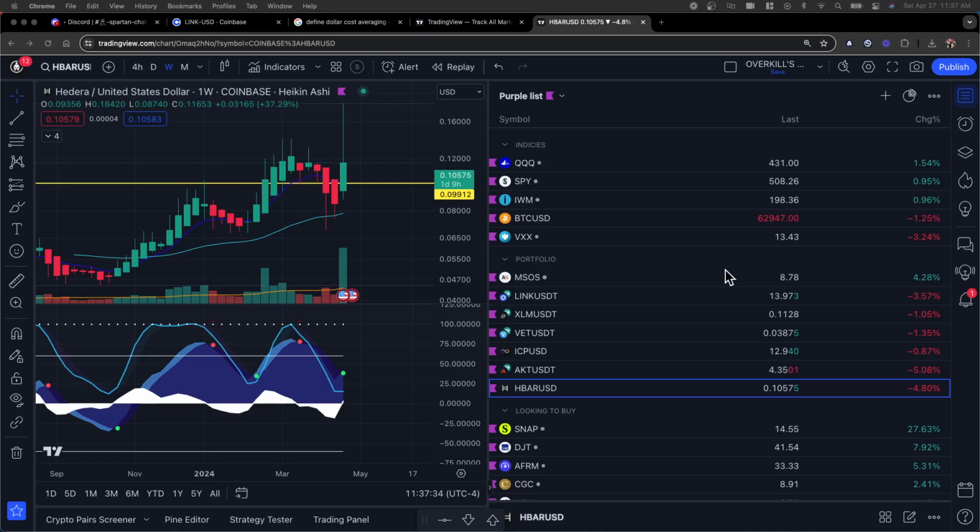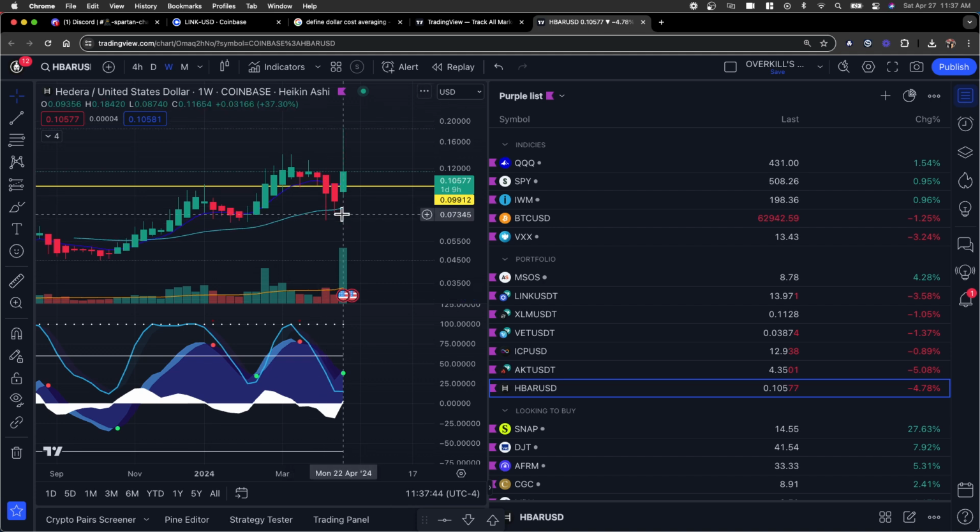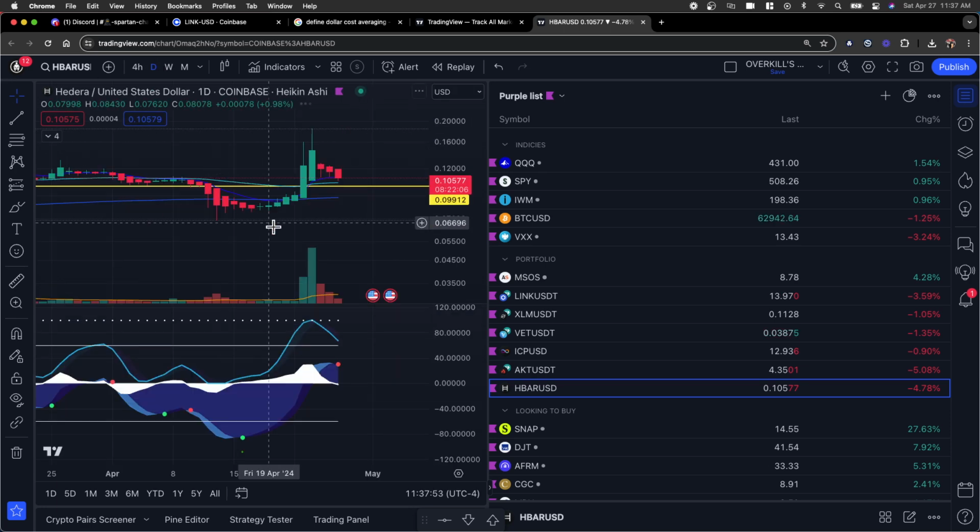All right, folks, I wanted to take a minute to talk about dollar cost averaging. So you guys saw this week, this was H-bar. It had some news come out at the beginning of the week that sent it absolutely flying. I mean, the thing went from around 8 cents all the way up to 18 cents. So that's over a 100% move, and it literally happened in a day.